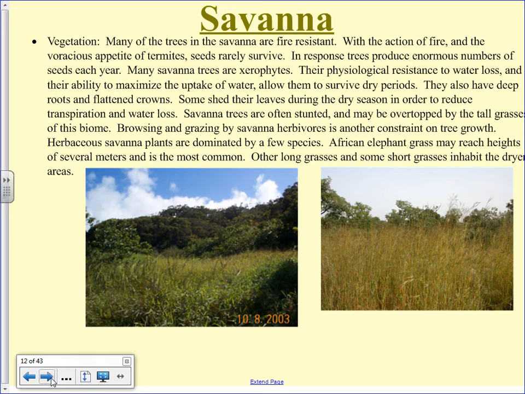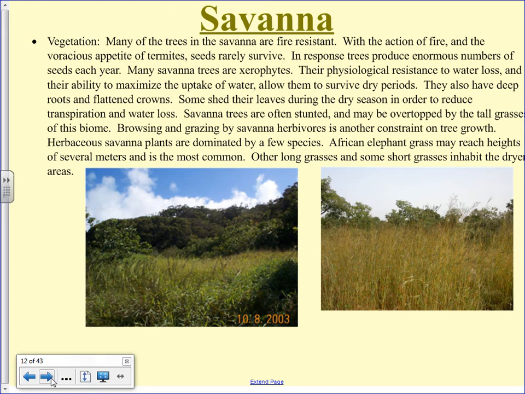Okay, so vegetation, like we said, many of the trees in the savanna are actually fire resistant. The eucalyptus tree can be burned right to a cinder and it'll grow right back. It's got this bark that insulates the interior of the tree from the heat of the fire, prevents the sap from boiling, and the plant will grow back, even though it may have lost all of its foliage. It'll grow back after a fire.